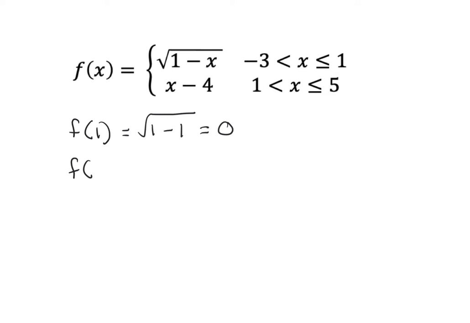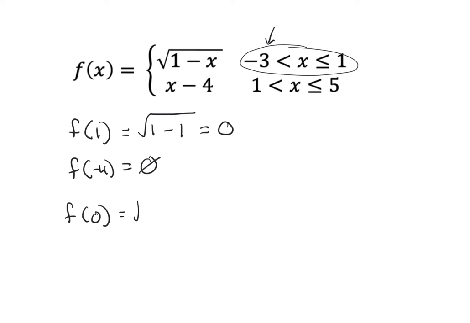Next example, f of negative 4. Negative 4, where is that in the domain? That is not in the domain at all. The smallest x value that we care about is negative 3. Well, really, just above negative 3. So this is not even defined on this piecewise function. Okay, let's look at f of 0. Where is 0 defined in the domain? Again, we're still looking at just that top piece. So the square root of 1 minus 0 equals 1.